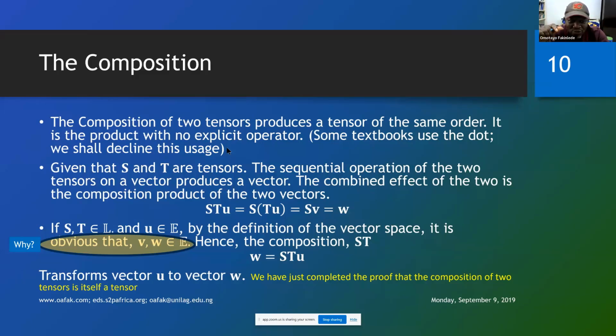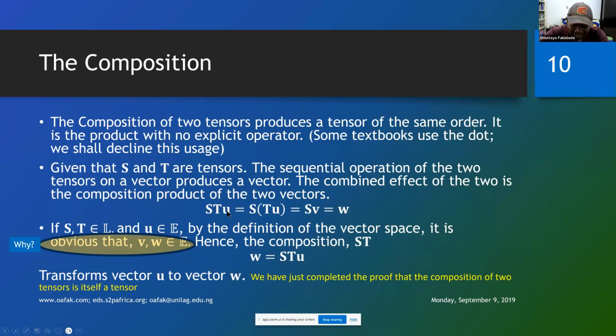So when we have two tensors and we want a composition, we just put the two of them together, just like you have S and T here. Given that S and T are tensors, the sequential operation of the two tensors on a vector produces a vector. The combined effect of the two is the composition product of the two tensors. For instance, STU is written as S operating on the result of TU.